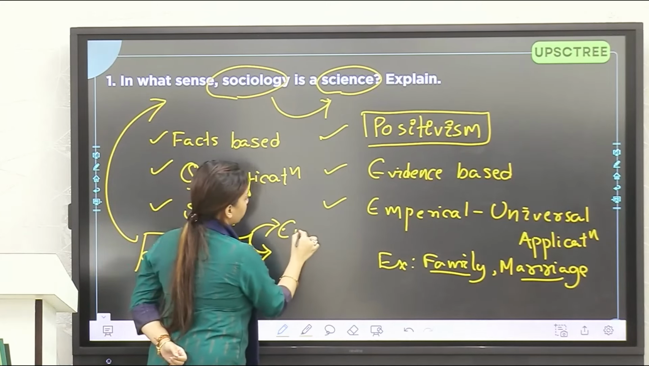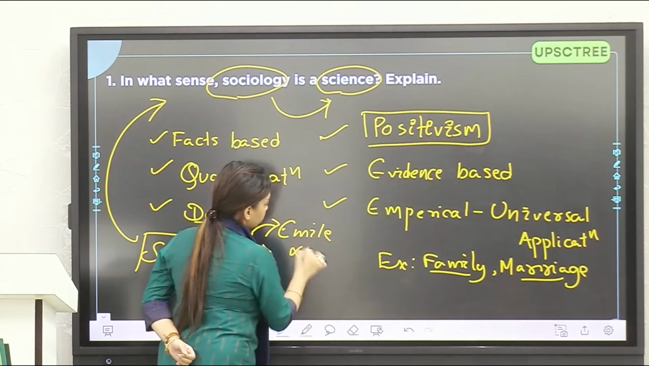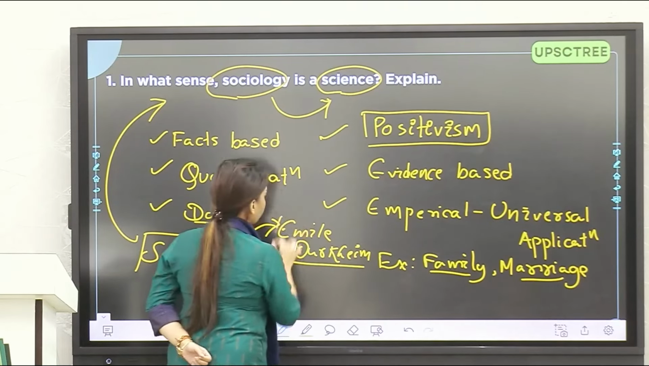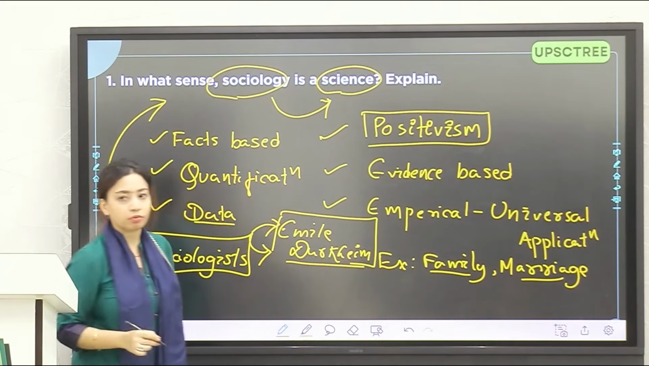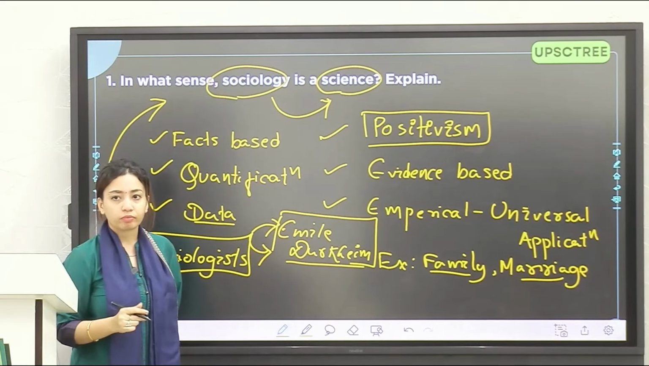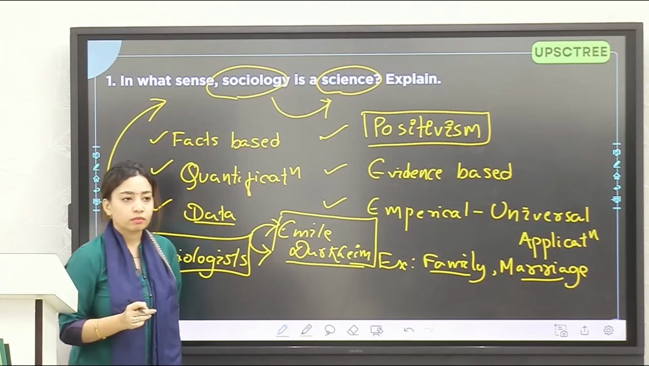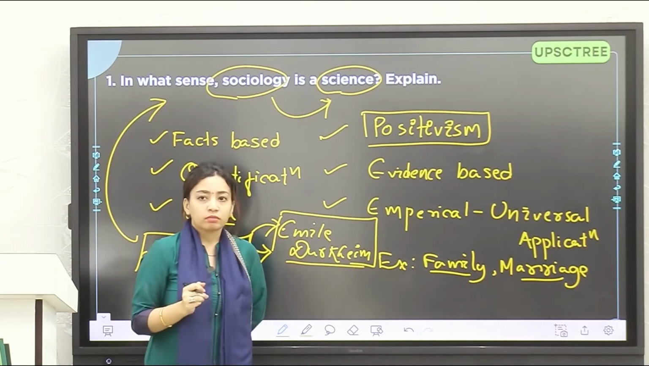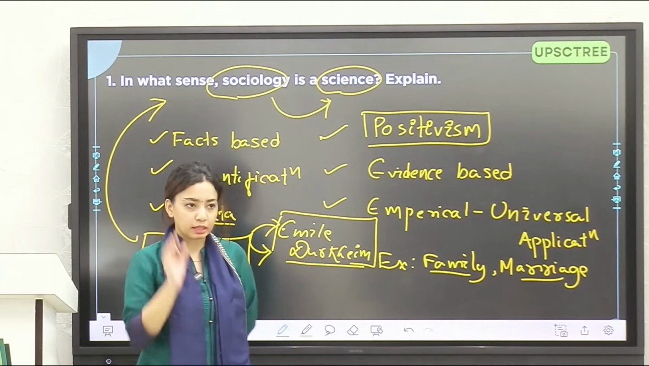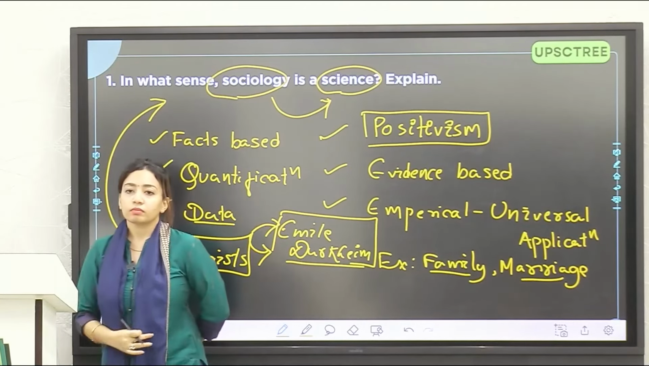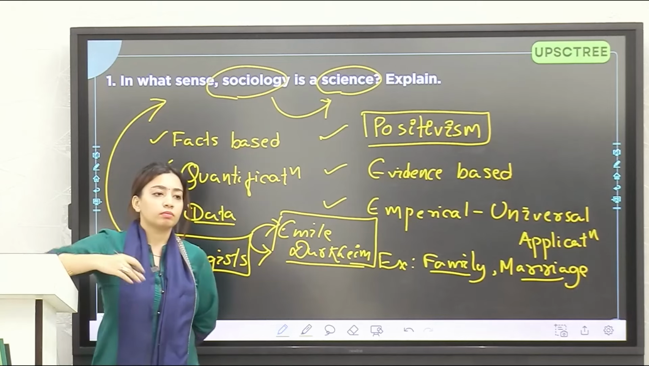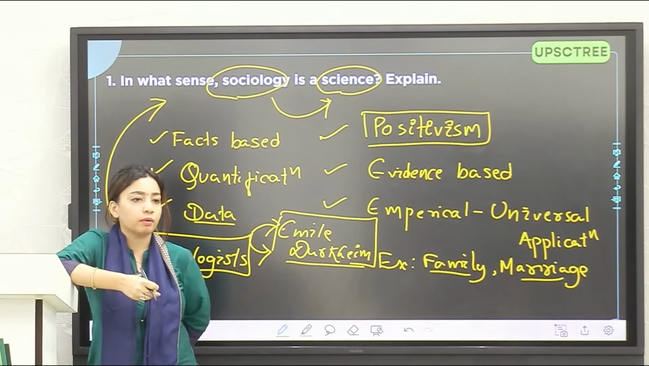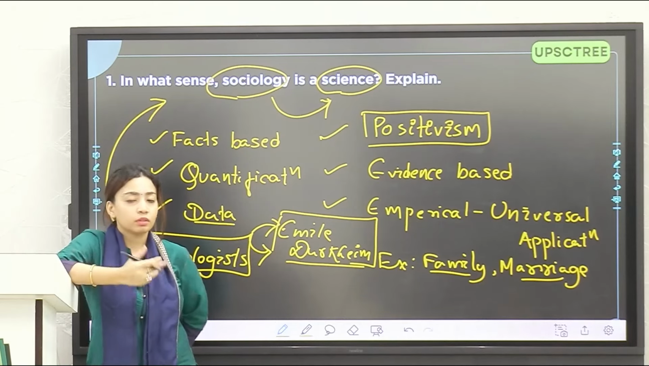First is Emile Durkheim. It won't be sufficient for you to write Emile Durkheim, but you have to state which theory or which thesis focused on scientific study. How many theories of Emile Durkheim are there? 4 in your syllabus at least. So what are they? Division of labor, elementary forms of religion, then suicide, and then social facts.